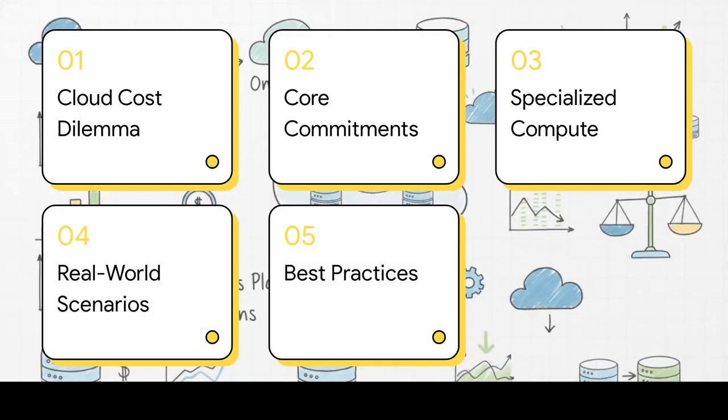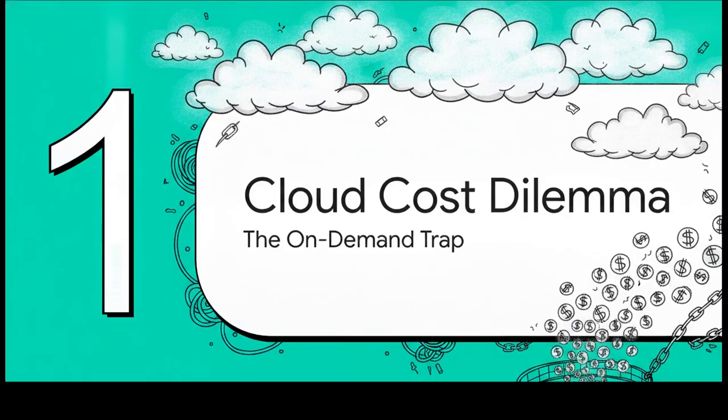So, here's our game plan for today's masterclass. First, we'll look at the cloud cost dilemma. Then, we'll cover core compute commitments, followed by specialized compute for those tricky edge cases. After that, we'll walk through some real-world scenarios, and finally, wrap things up with best practices and a solid decision framework. Right, let's kick things off with Section 1, the cloud cost dilemma, or what I like to call the on-demand trap. This is exactly where companies accidentally hemorrhage money in the cloud.